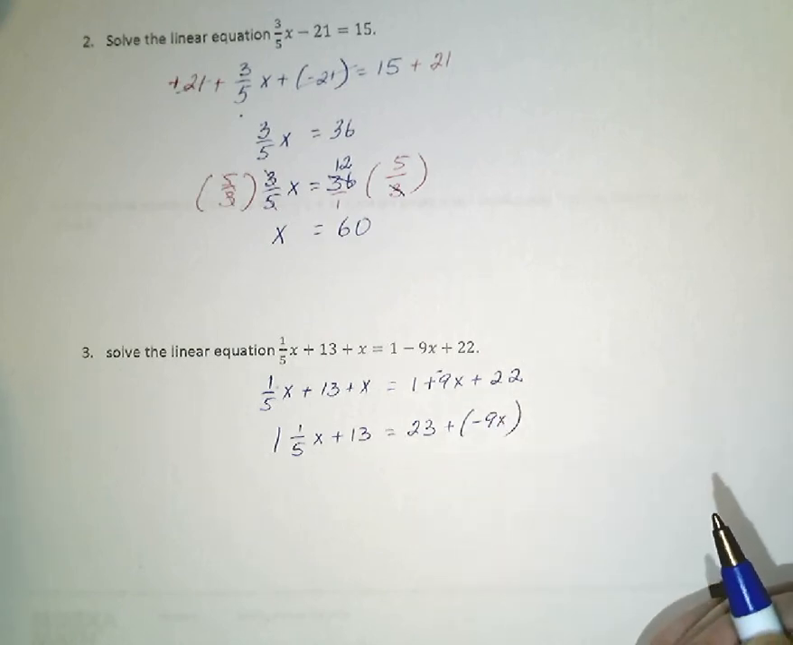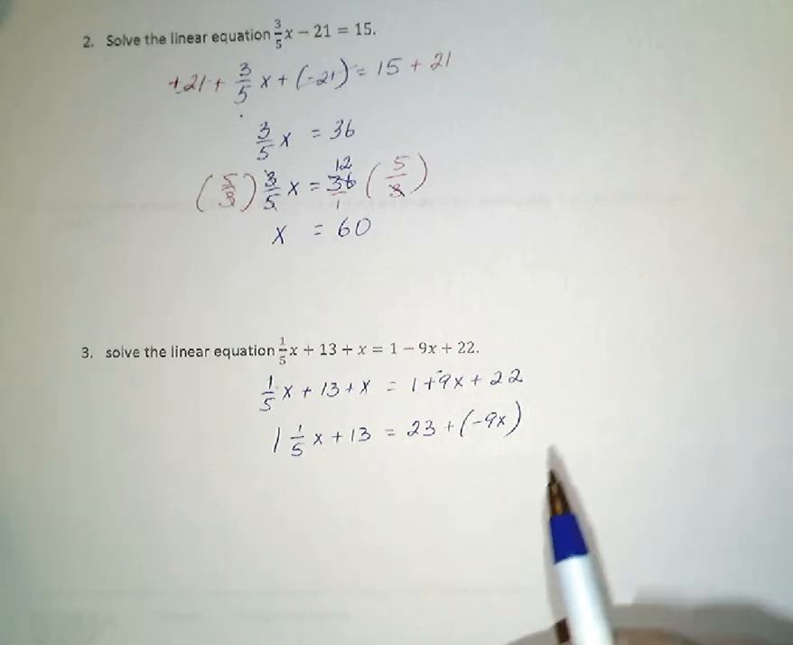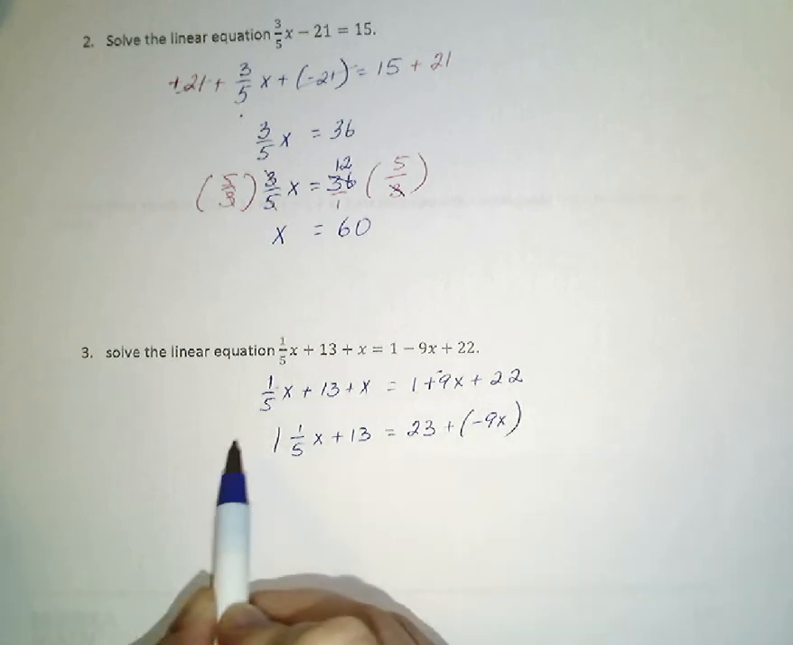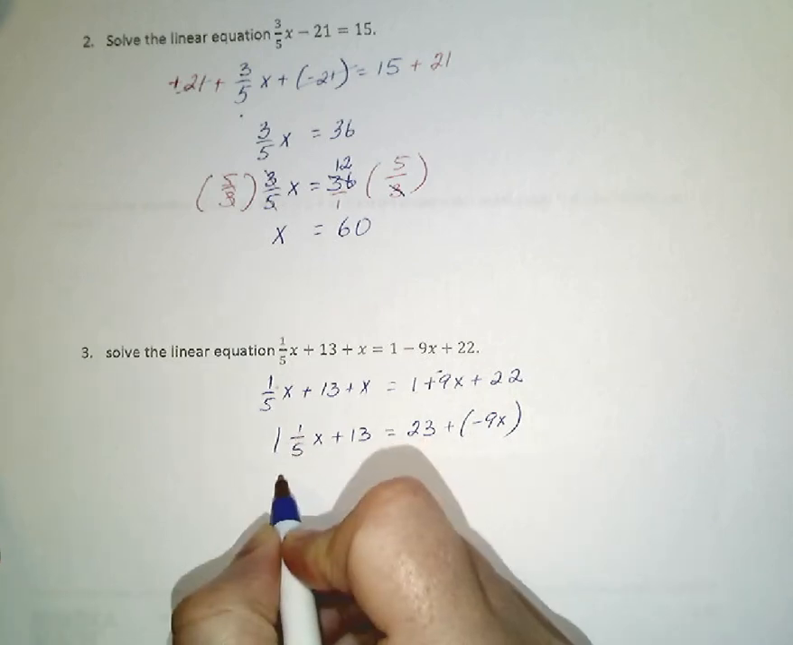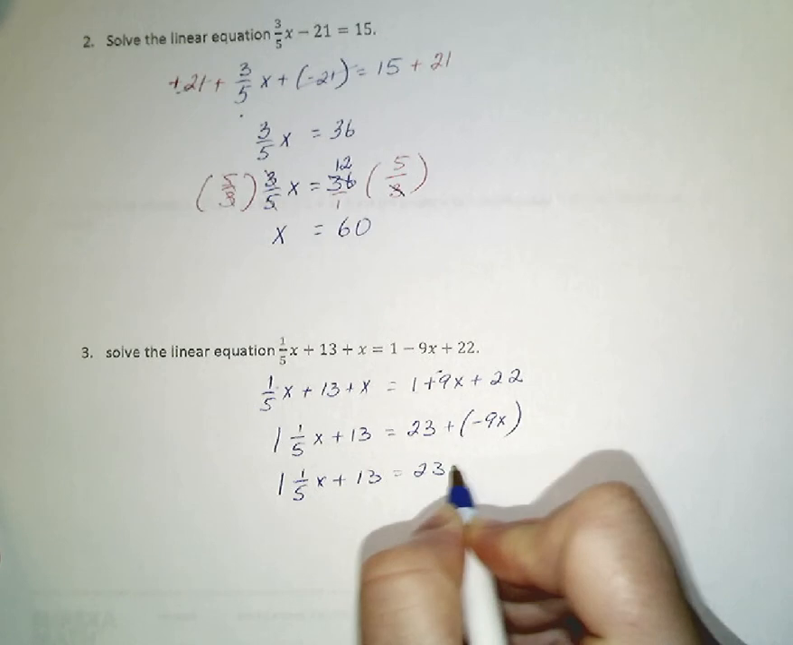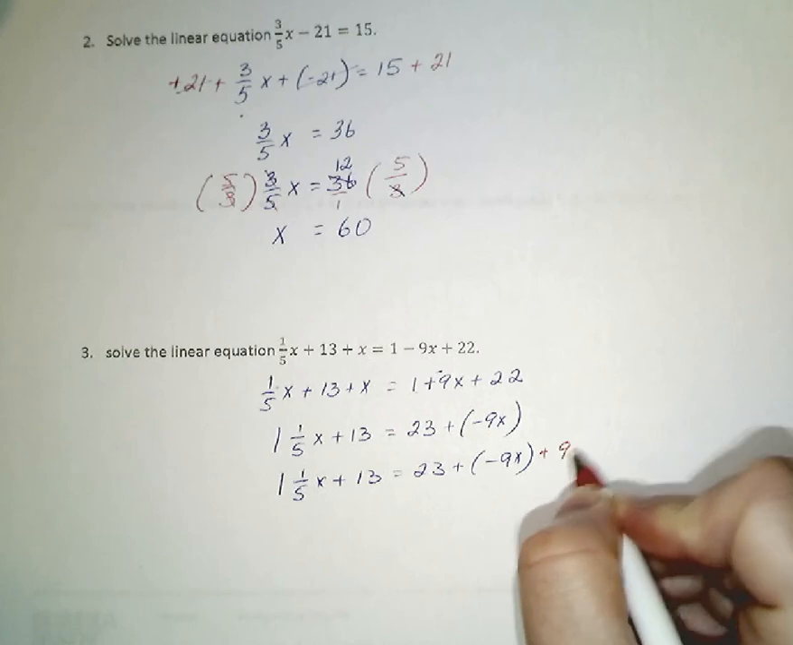Okay, so now it's simple enough for you to move things around. In this case, if you want to have x's on the right side, it's up to you. You can have it on the left side. It doesn't really matter where you're going to move it. It's the way you want to see it that matters. I would like my x's to be positive, so I'm going to add 9x to both sides to be able to add 9x to 1 and 1/5 x. So I'm going to rewrite that before I do that. Okay, and add 9x to both sides.